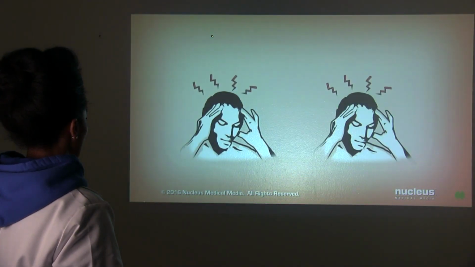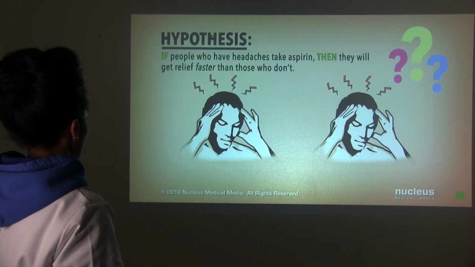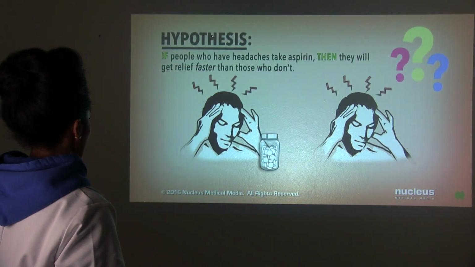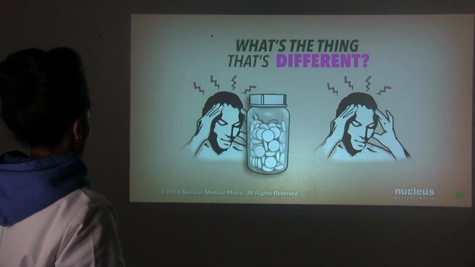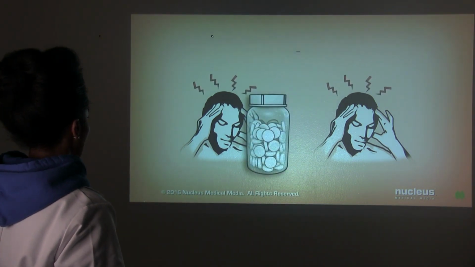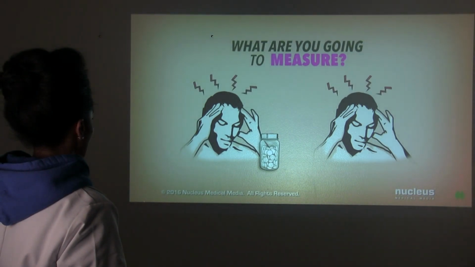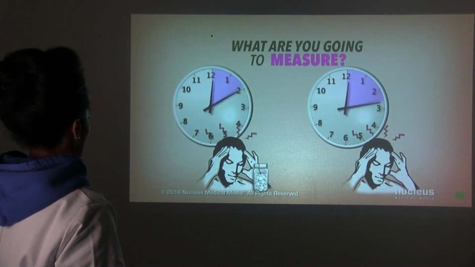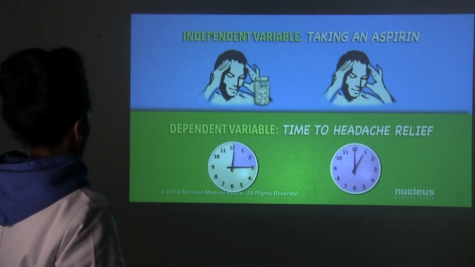Here's another example. See if you can figure it out. This time, the hypothesis is that if people who have headaches take aspirin, then they will get relief faster than those who don't take aspirin for headaches. So, what's the thing that's different in this case? The thing that's different, the independent variable, is whether or not somebody is taking an aspirin. Then, what are you going to measure? You're measuring how long it takes for their headache to go away. That's the dependent variable.